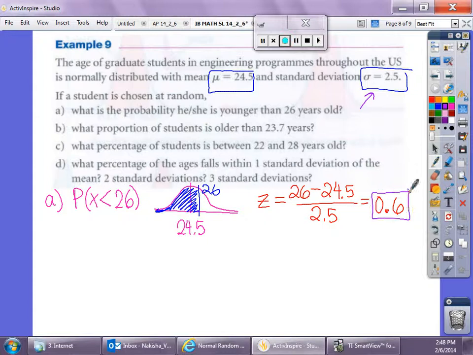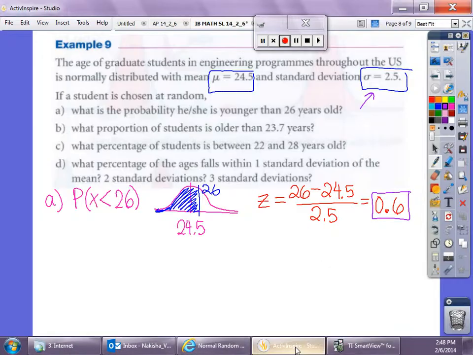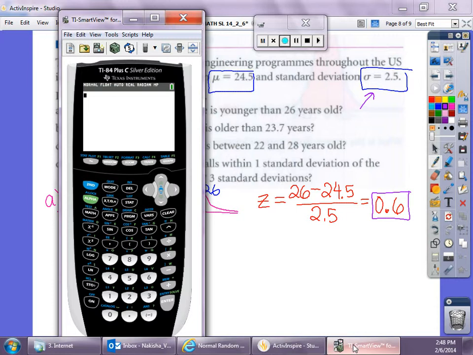So there's my z-score. From my z-score, I'm going to pull up a table, which I think I have, and the value I'm going to look for is a z of, let's see, right here, 0.6, so 0.7257. So the probability is equal to 0.7257. And then just to confirm it, I'm going to use the calculator.